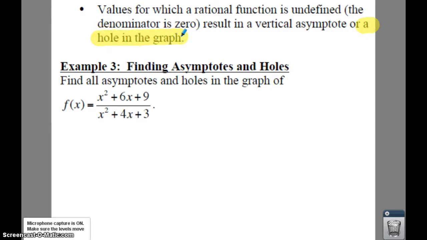Not a hole. It's a hole. It's okay. That's really coming out wrong. We're not looking for a hole. Okay. We're looking for asymptotes and holes.